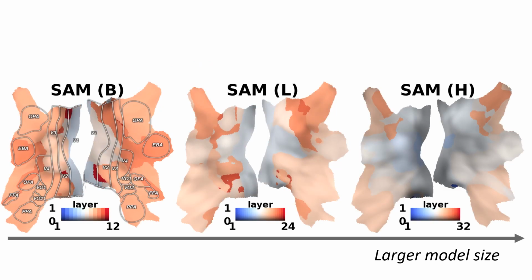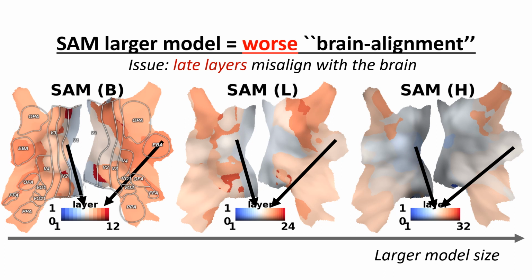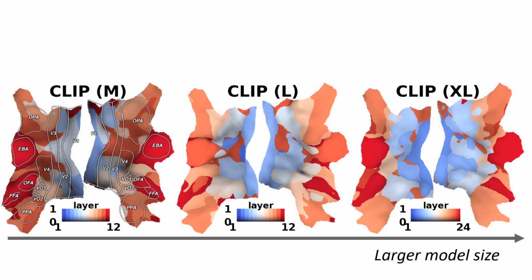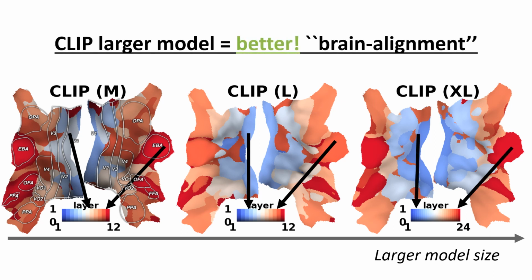A similar observation can be made for the larger SAM model. The larger SAM model's late layers are misaligned from the brain, suggesting that the late layers are doing something unrelated to the brain. When model size scales up, all of the models we tested had worse brain alignment. The only exception is CLIP. CLIP had better brain alignment when scaled up in model size. The best brain alignment is the CLIP extra large model.